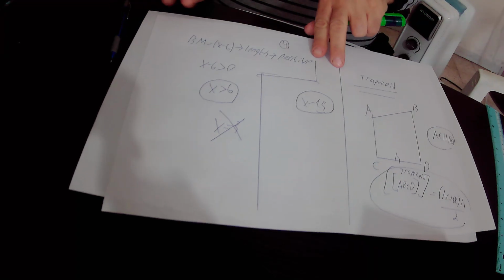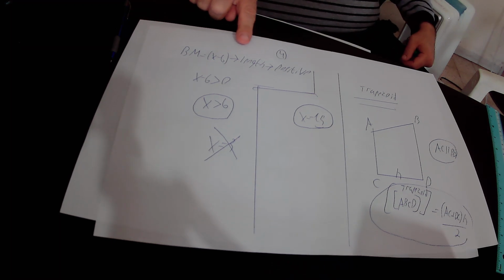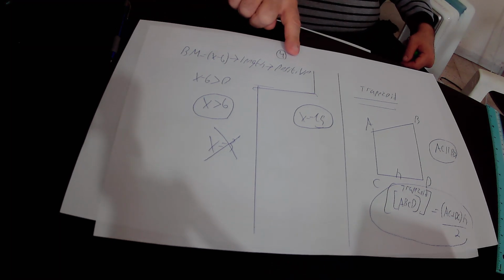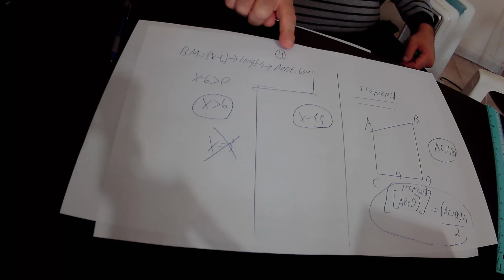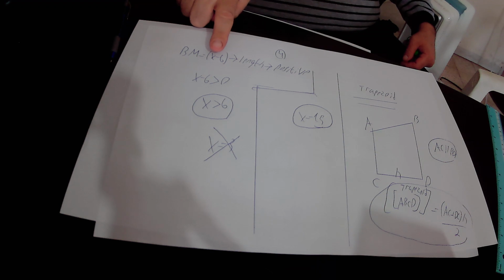Again, BM equals x minus 6. Line BM is a length, and as a length it must be a positive number. So the length of BM, that is x minus 6, must be greater than 0. If x minus 6 is greater than 0, it means that x is greater than 6.